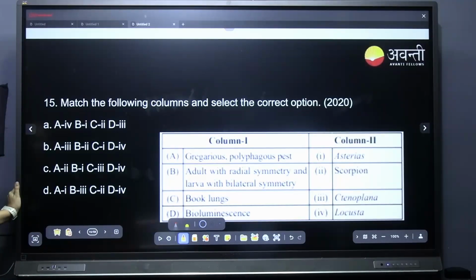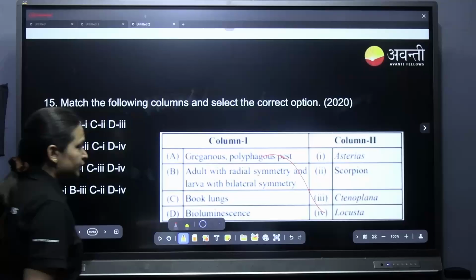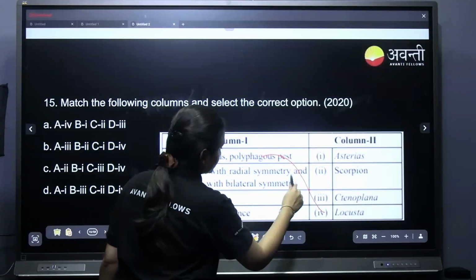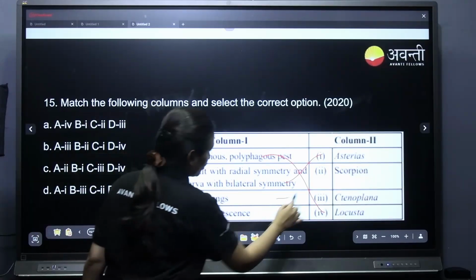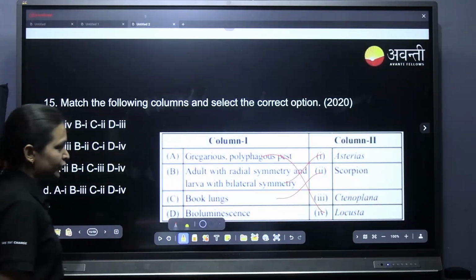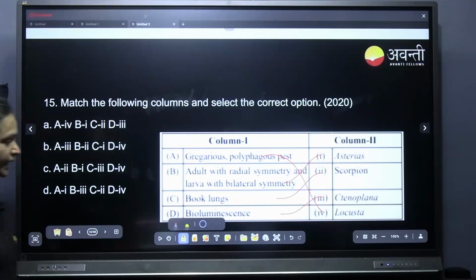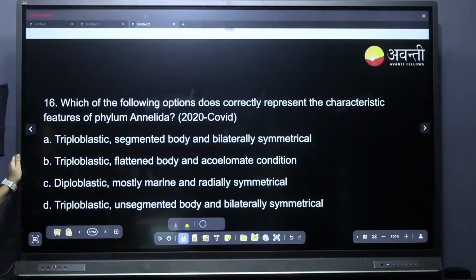Match the following. Gregarious pest is a locust. Adult with radial symmetry and larva with a bilateral symmetry is starfish. Book lungs are present in arthropods, that is scorpion. Bioluminescence, it is present in ctenophora, that is Ctenoplana. A4, B1, yes, A as a right answer.